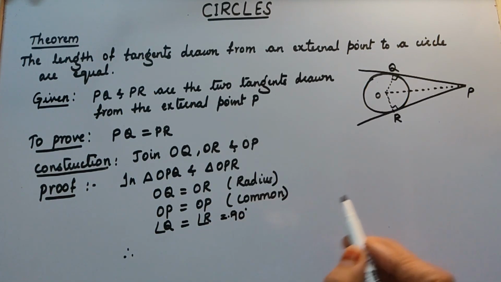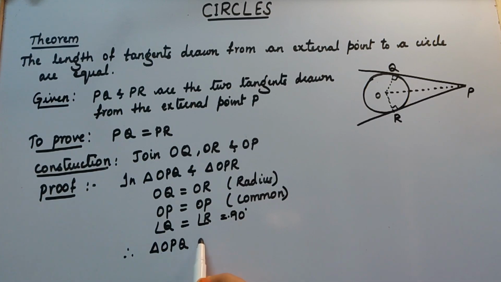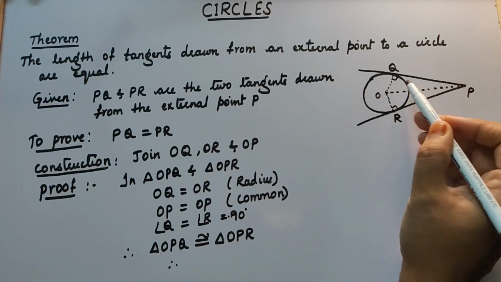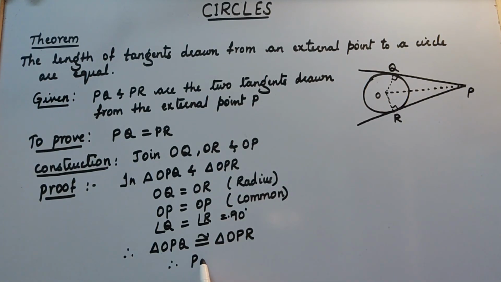Therefore, these two triangles are congruent to each other. Triangle OPQ is congruent to triangle OPR. Therefore, if it is congruent, then we can say that PQ is equal to PR. That is what we have proved here. I hope you students have understood this.